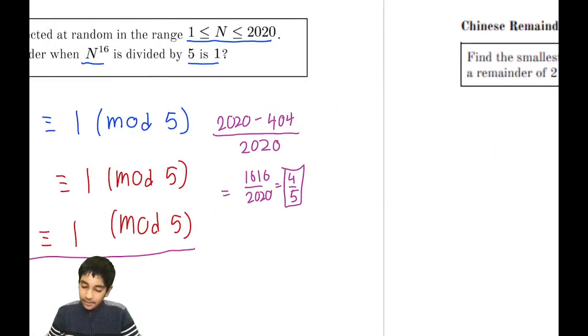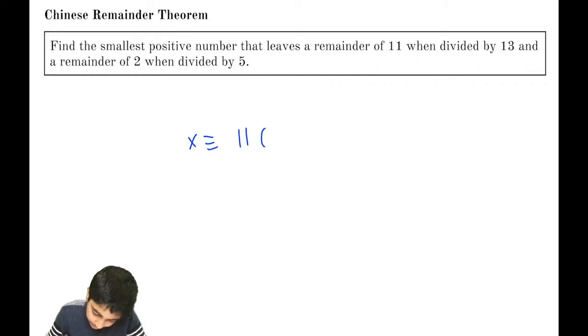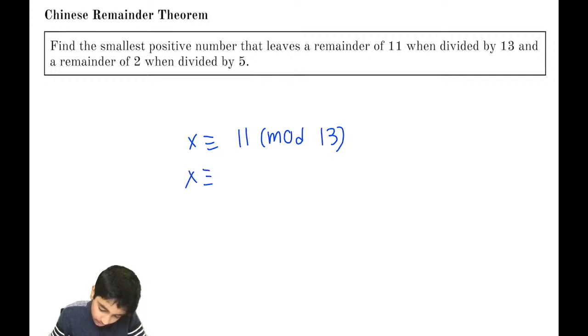So now let's look at the Chinese remainder theorem. Basically, let me just explain the Chinese remainder theorem with an example. Basically, we have this number x that is congruent to 11 mod 13, and that is also congruent to 2 mod 5.